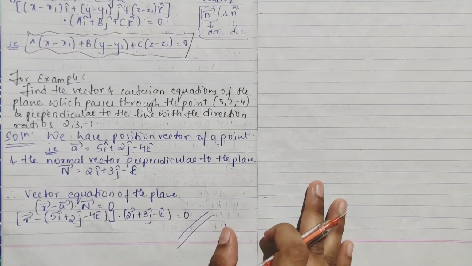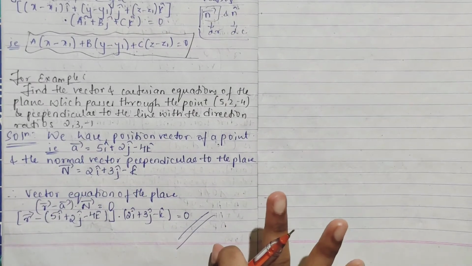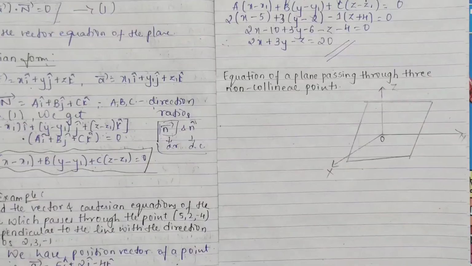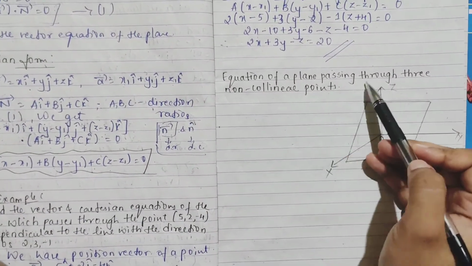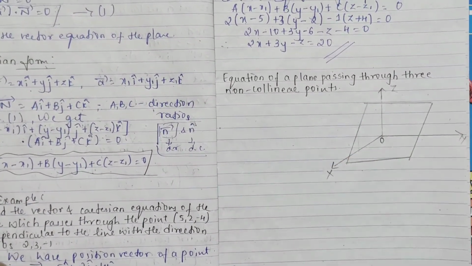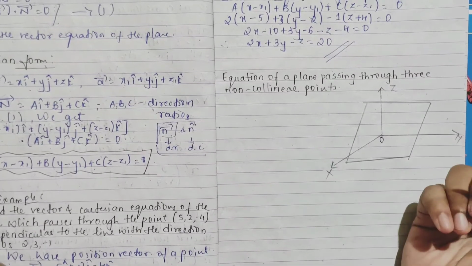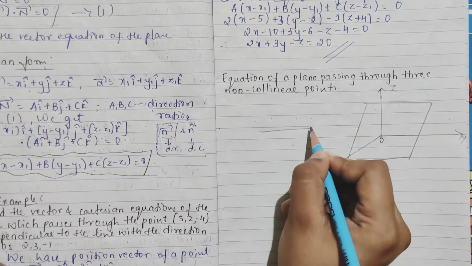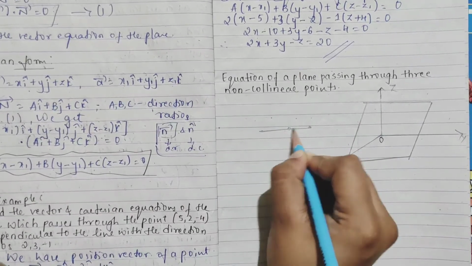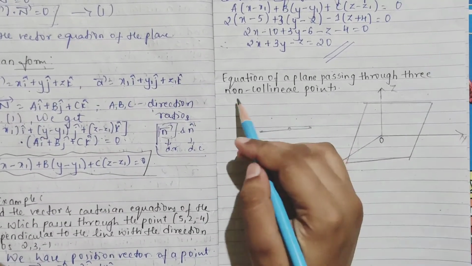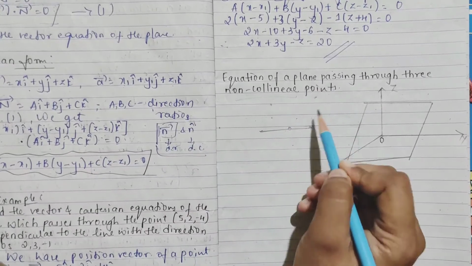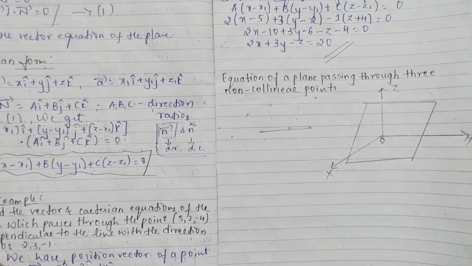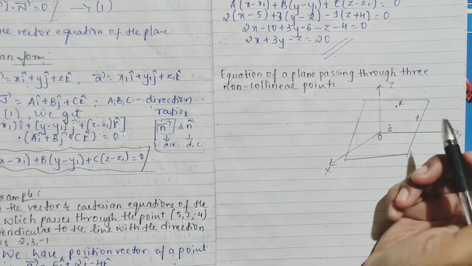Okay, so next, the third part we will go to, that is the equation of a plane passing through three non-collinear points. Non-collinear points mean what? Points which are not lying on the same line, right? Collinear means the points which are lying on the same line. Non-collinear means the points which are not lying on one line, like this. These are called non-collinear. Okay, I have taken three non-collinear points.